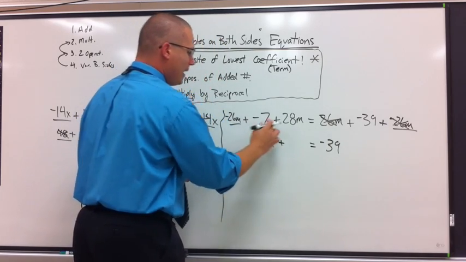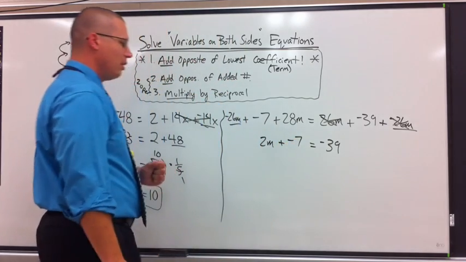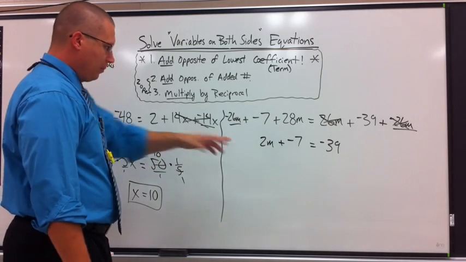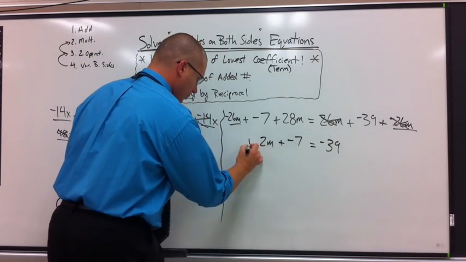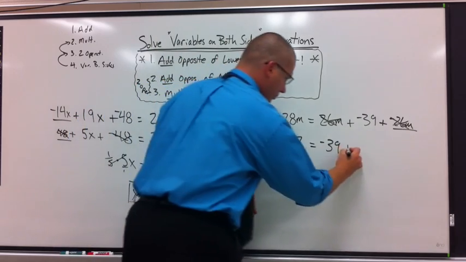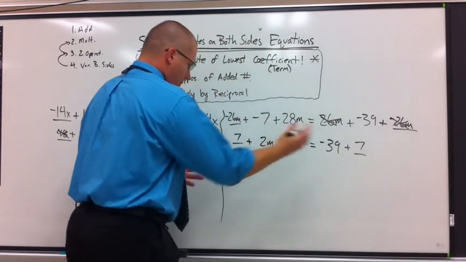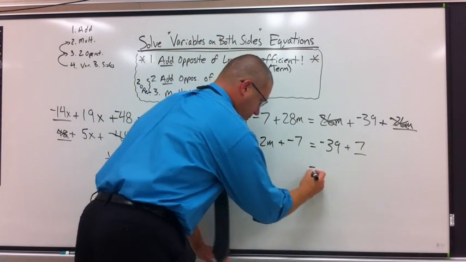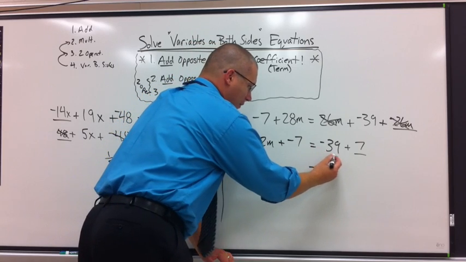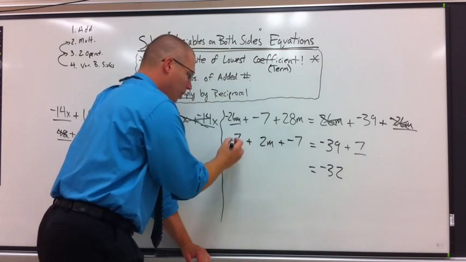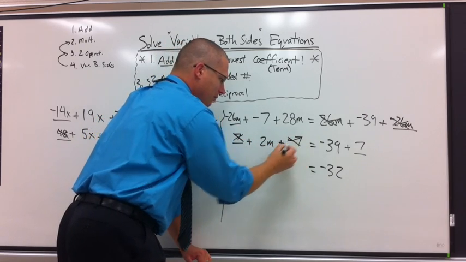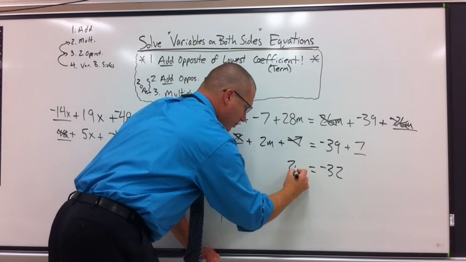Plus, this is a negative 7. Excuse me. Guess what? Two operation. Get rid of my added number, plus its opposite. On this side, negative 39 plus 7, negative 32. On this side, 7's cancel out, and I get 2m.